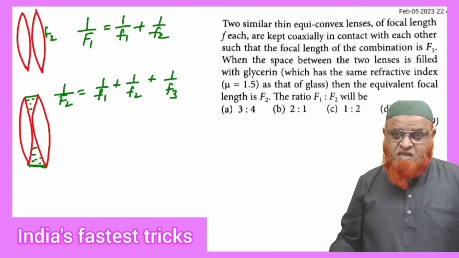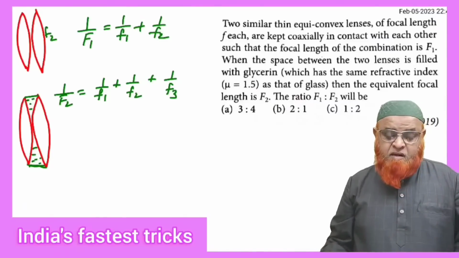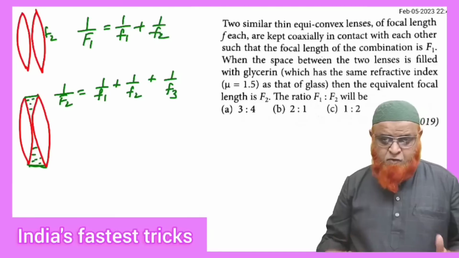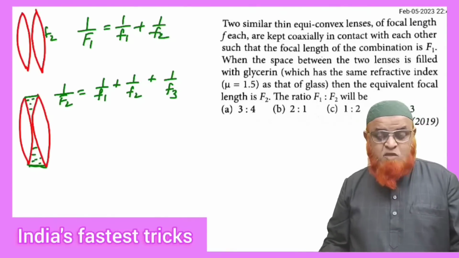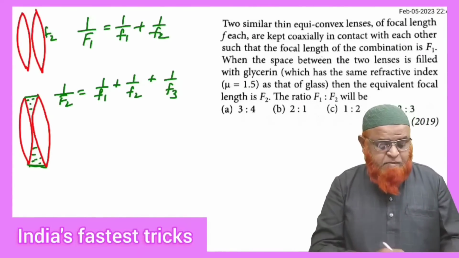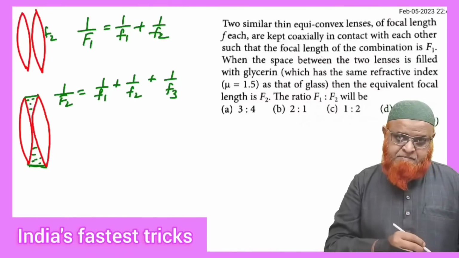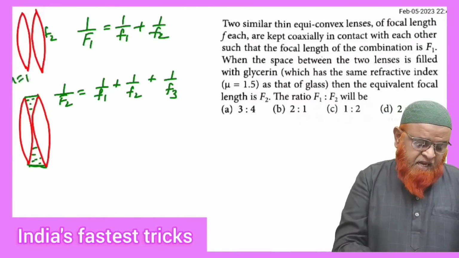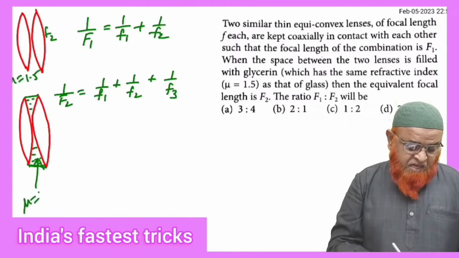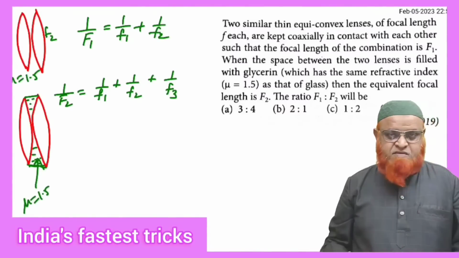Now, if you observe here, there is a problem where you consider two equiconvex lenses having focal lengths f1 and f2. Therefore, the resultant focal length is 1 by F1 equal to 1 by f1 plus 1 by f2. In the second case, in between these two convex lenses, there is glycerin. Here the refractive index is 1.5 for both the lenses, and the glycerin also has the same refractive index.